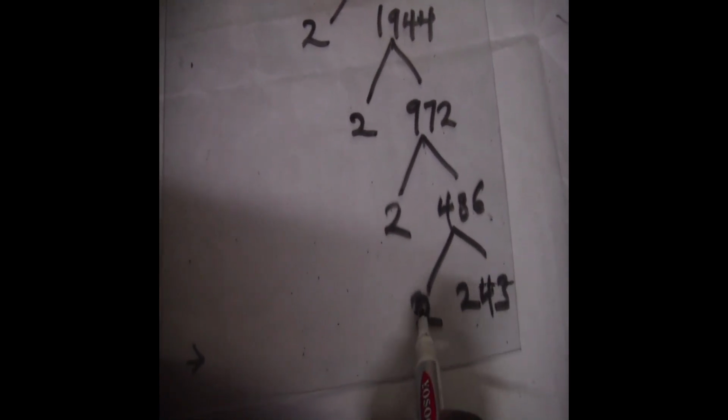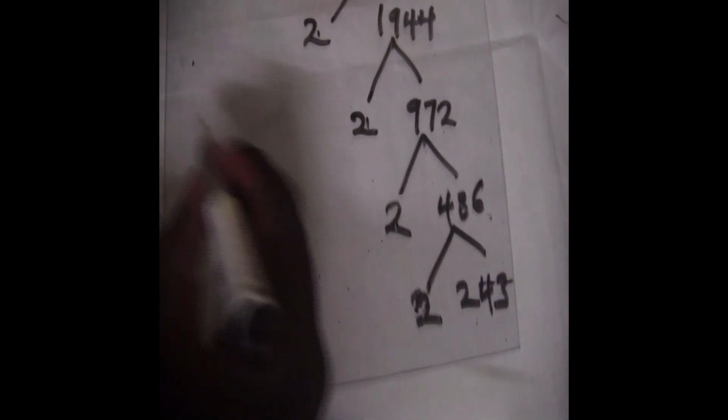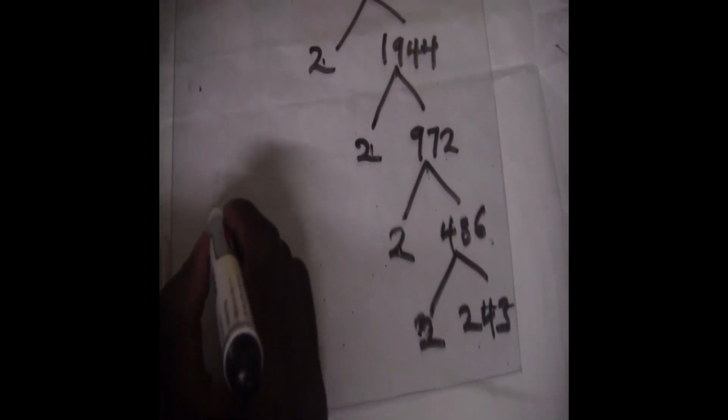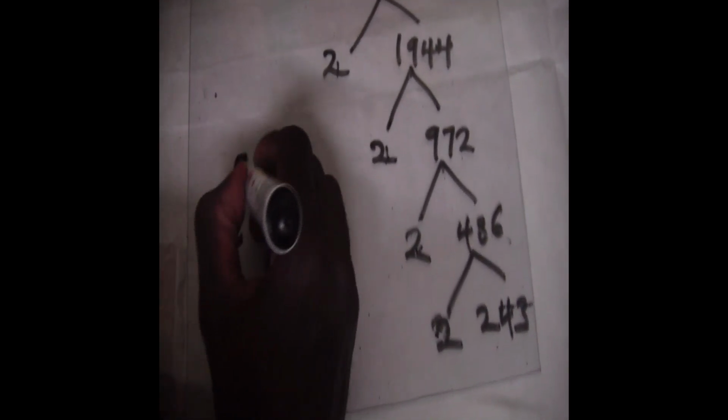so for the 2, we are up to how many 2's? 1, 2, 3, 4, 5. So you're going to write here 2 raised to power 5.